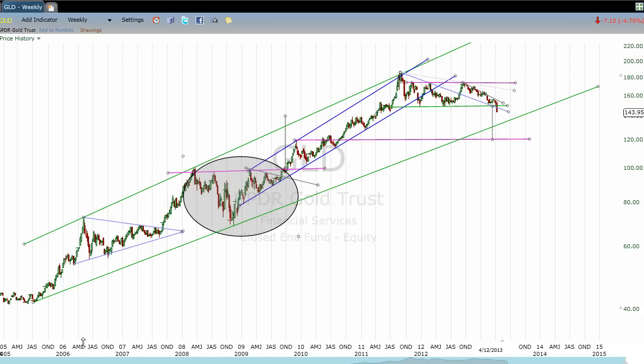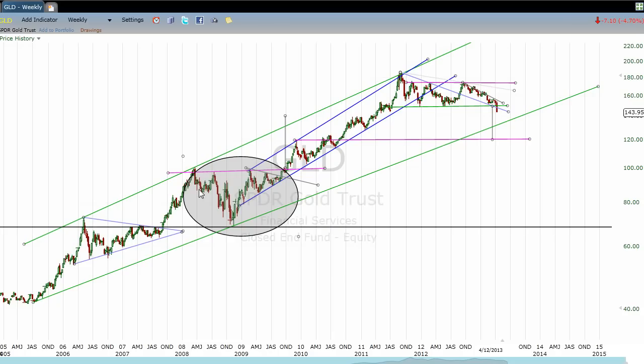Gold had a nice consolidation triangle back here in 2006-2007 that led to a breakout. That breakout led to a very typical pullback to right at about that breakout or apex level of that triangle. So far, everything is just going along as one would expect.